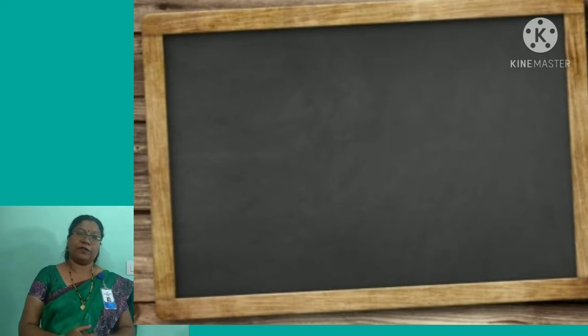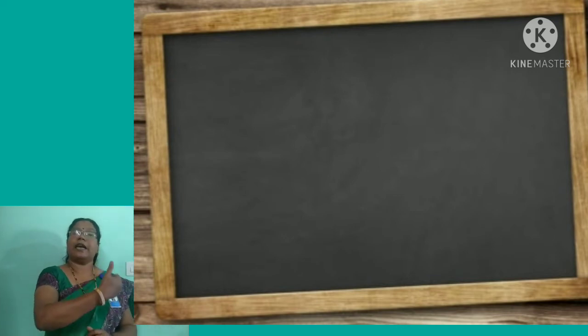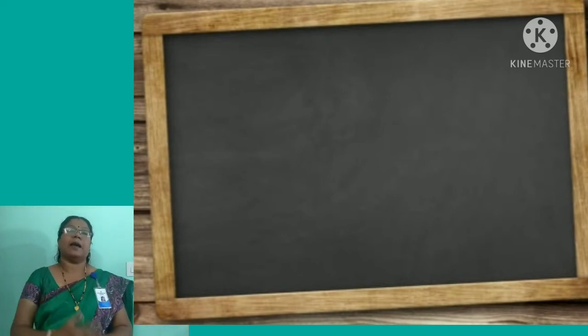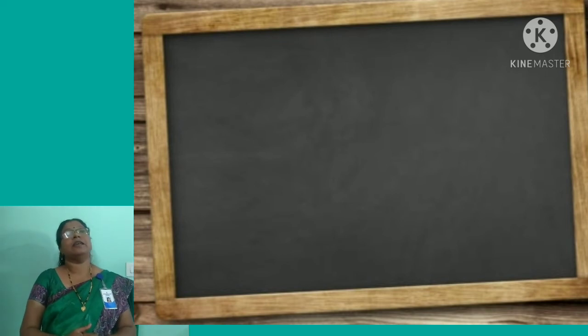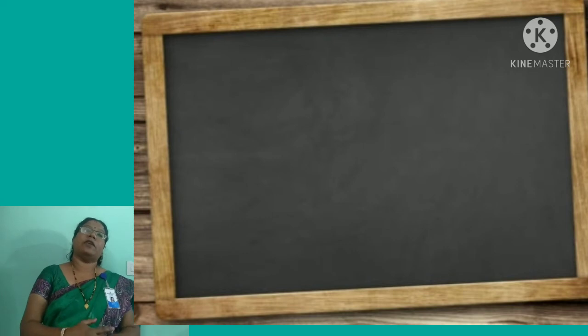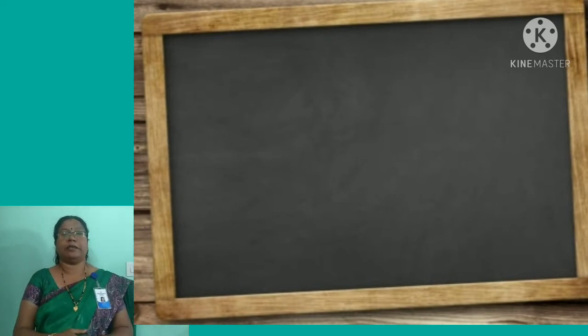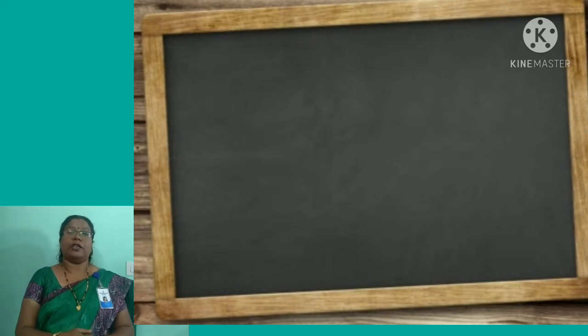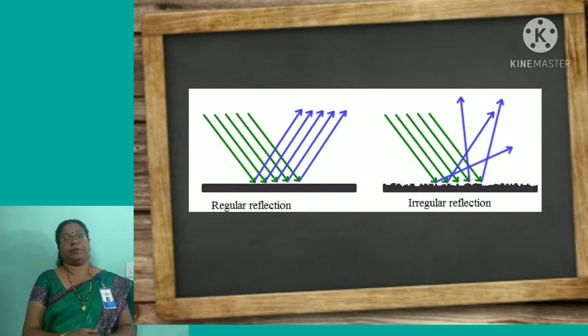So what is reflection of light? When light falls on certain objects, the light ray comes back. This coming back of light ray is known as reflection of light. Based on the object on which light is falling, reflection of light can be classified into two types: regular reflection and irregular reflection. So what is regular reflection?